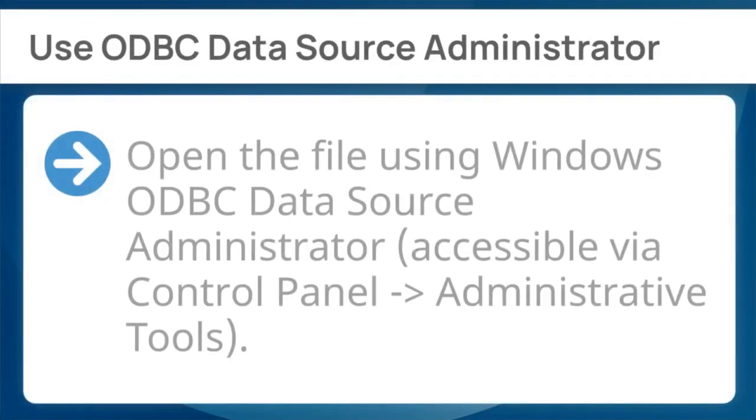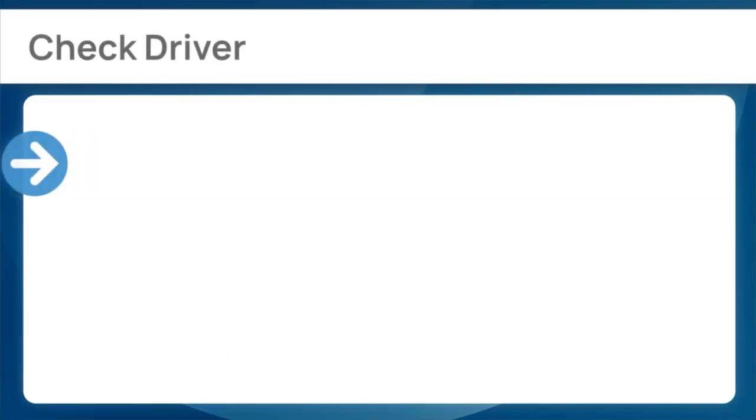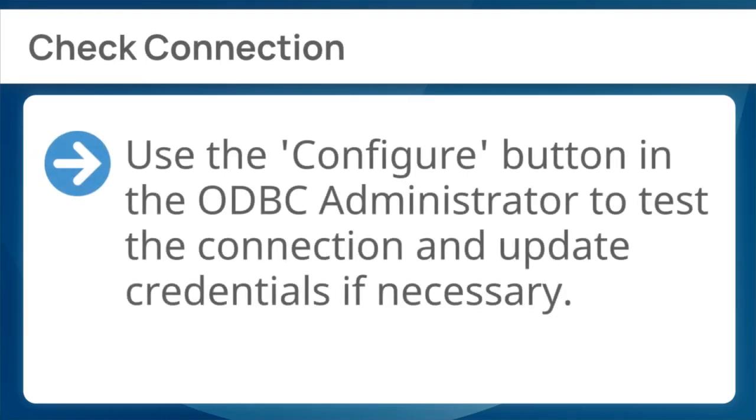First, use ODBC Data Source Administrator. Open the file using Windows ODBC Data Source Administrator, accessible via Control Panel, Administrative Tools. Next, check the driver. Ensure the correct ODBC driver, for example SQL Server or MySQL, referenced by the DSN file is installed. Finally, check the connection. Use the Configure button in the ODBC Administrator to test the connection and update credentials if necessary.